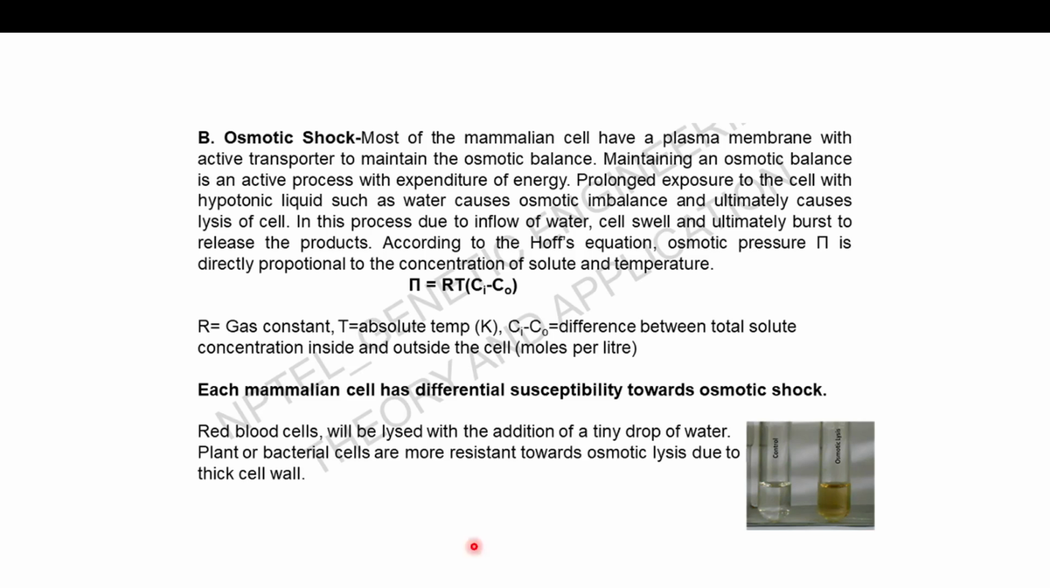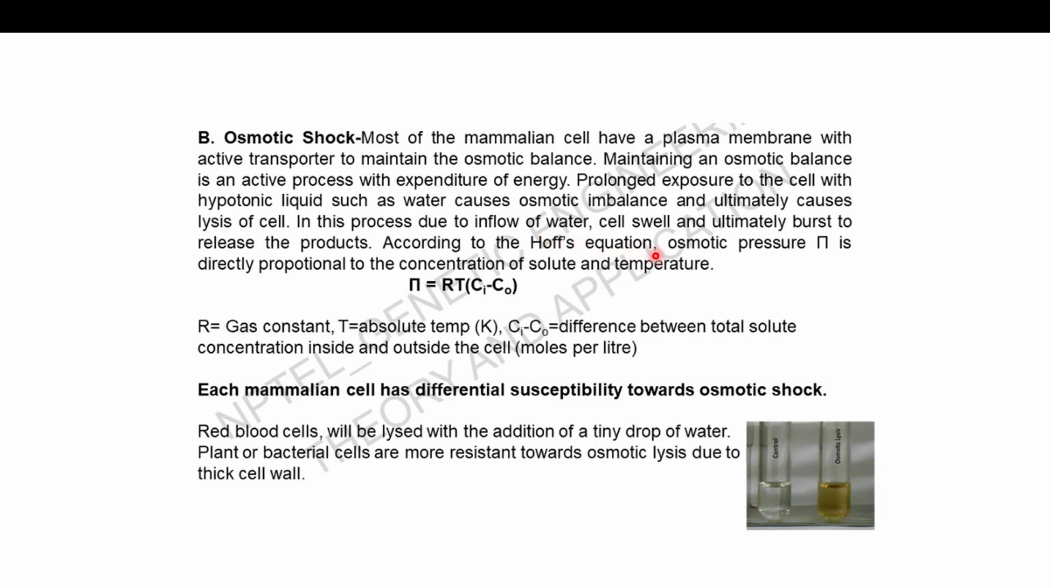Now most mammalian cells have a plasma membrane with active transporter proteins that maintain the osmotic balance. And maintaining osmotic balance is an active process which requires energy. So when these mammalian cells are exposed to the hypotonic solution I was talking about, having very little solute and more water concentration, there is an osmotic imbalance which ultimately lyses the cells, because water moves in, the cell swells up and disrupts.